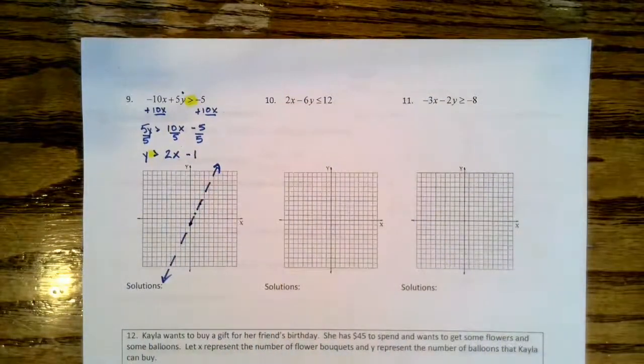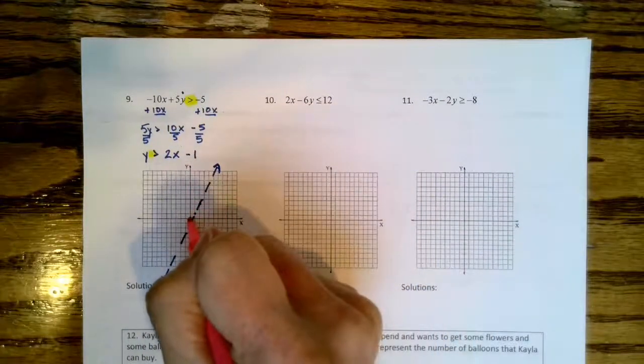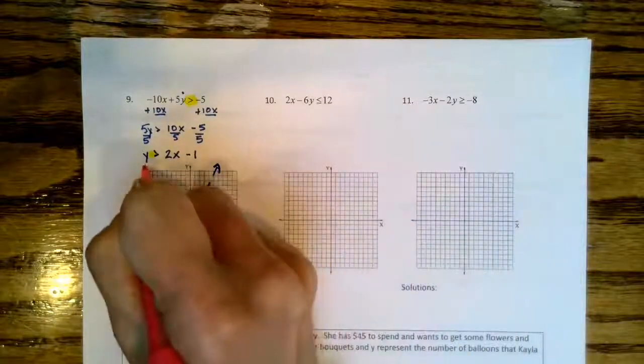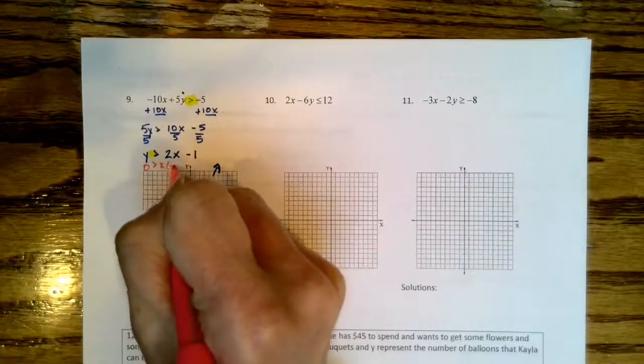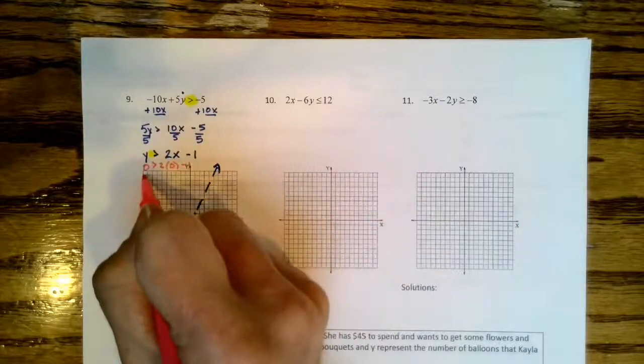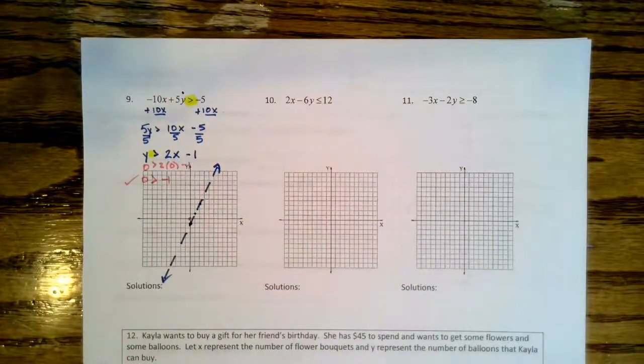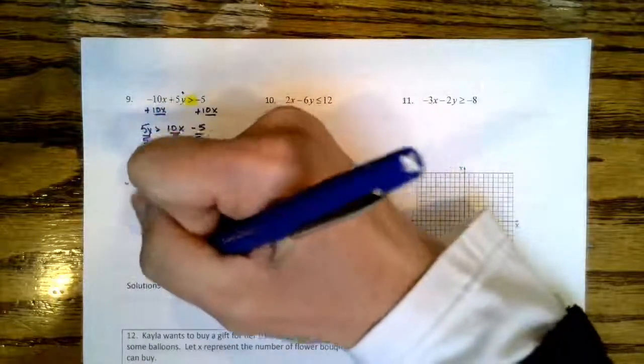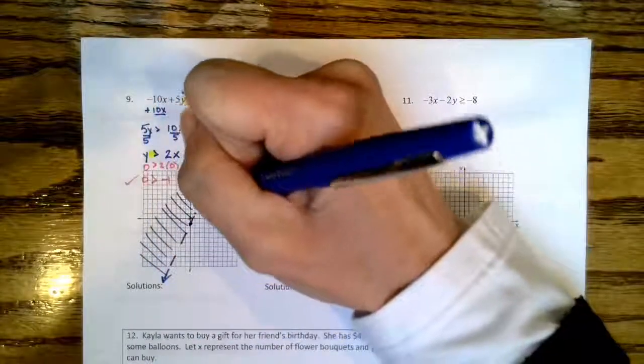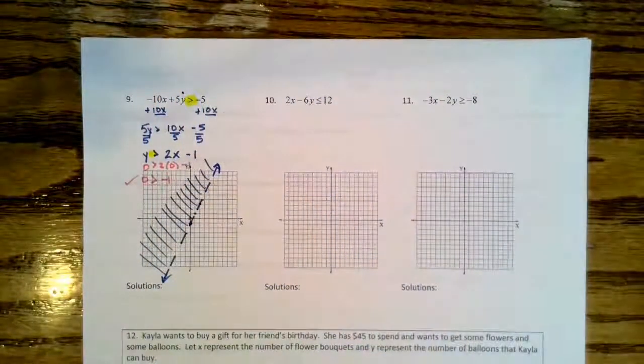Let's go ahead and get that test point. Let's try to test 0, 0. Is 0 bigger than 2 times 0 minus 1? Is 0 bigger than -1? Yes, that's true, which means I color on this side of the line.